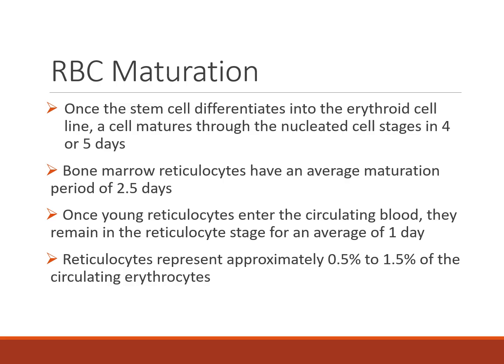Reticulocytes represent approximately 0.5 to 1.5% of the circulating erythrocytes. So again, it's normal to have about a 1% turnover rate because as new cells are coming into circulation, old cells are being taken out. So it's a constant turnover rate. But it's important to know what the normal range of reticulocytes should be, so 0.5 to 1.5.